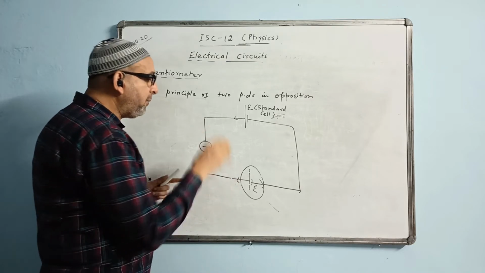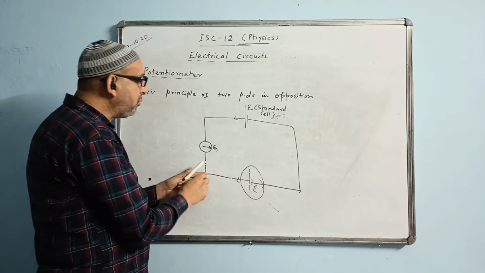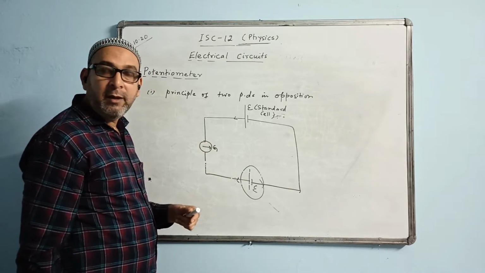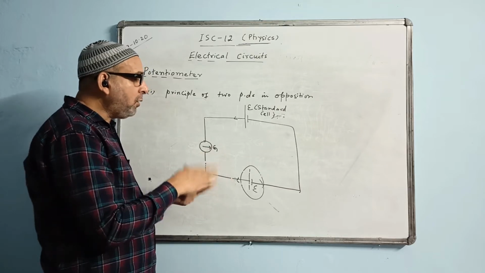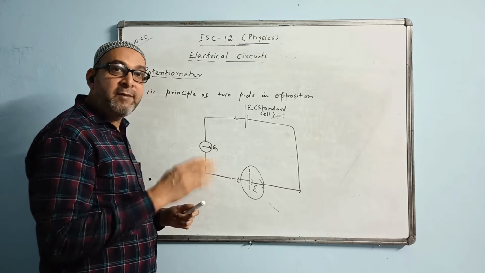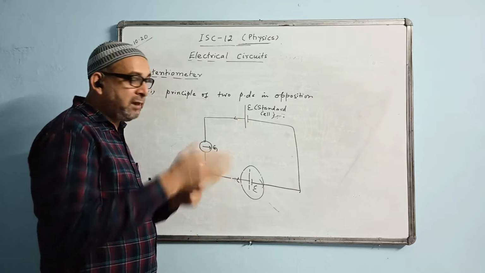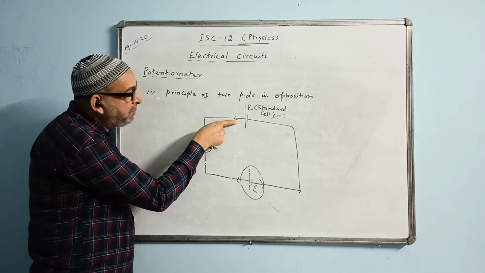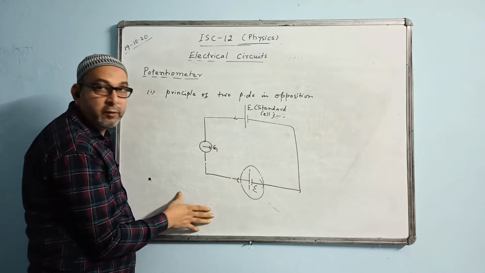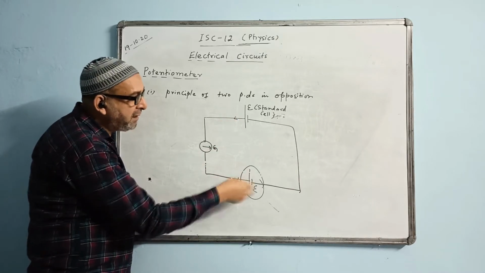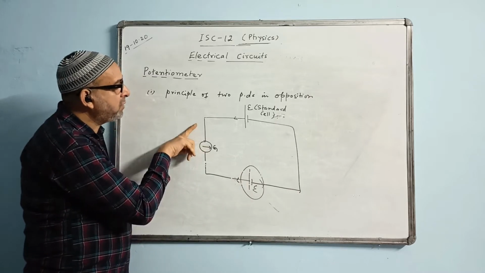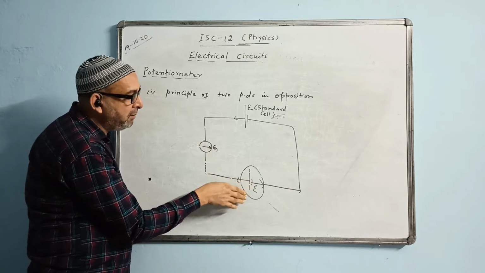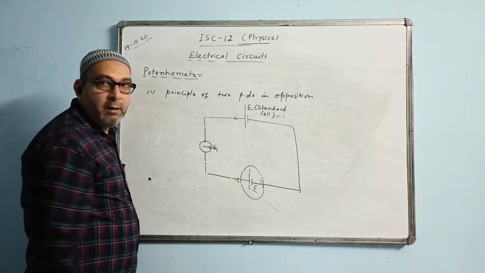But when a particular cell is passing through and it shows some deflection, that means that cell is not accurate. The EMF of that cell is either more or less. They can also check whether the EMF has become more than this value or less than that. If the deflection is this side, that is this EMF is bigger, that is the EMF of this cell is smaller. Then they have to increase the EMF of this cell. And if the deflection goes the other side, that means this cell is stronger. That means this cell's EMF has become more than the EMF of the standard cell.